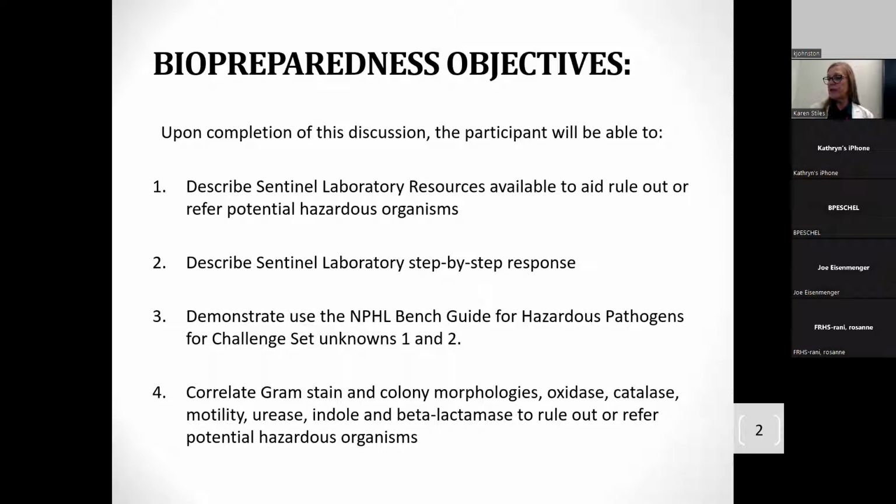We are going to demonstrate how that works by talking about the two organisms I sent as unknowns and how you worked through them. We're also going to talk about how we can correlate the different reactions with the organisms.